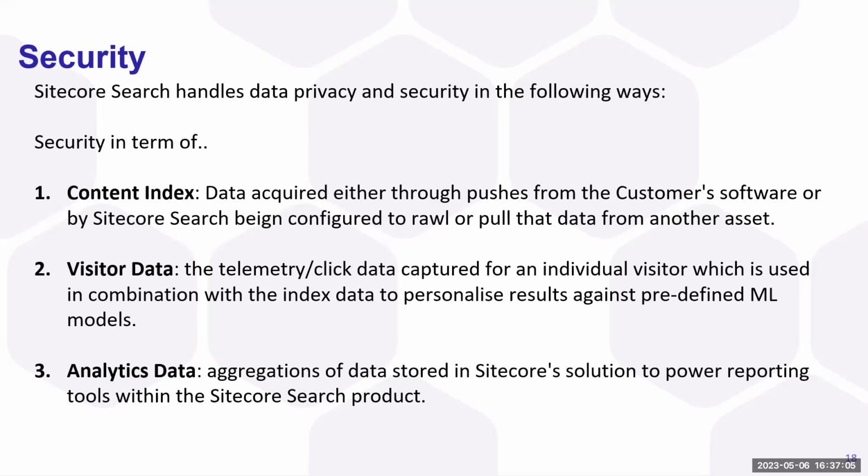Another question could be related to security: what kind of security does the Sitecore Search platform offer? Sitecore Search handles data privacy and security in the following ways. The first one is the content index. Customers configure one or more sources, as we discussed, to be ingested, and there are a few considerations when we are talking about Sitecore security. What are those considerations? The considerations are customers' right to index the data and crawl the sites.